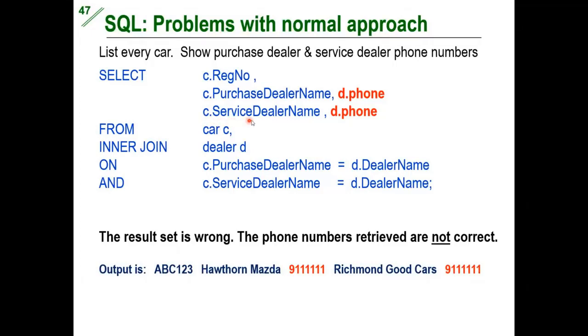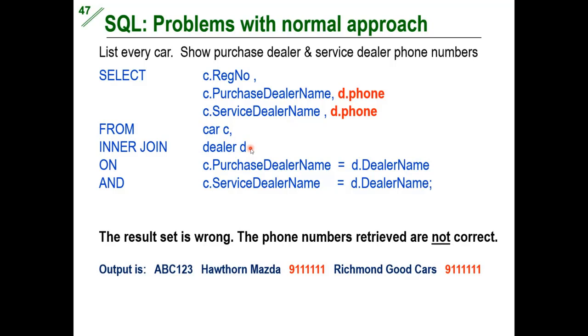And then next I want the service dealer's name of that vehicle. So it comes from, again, my foreign key in the car table. And then the corresponding dealer's phone number comes from the D table. And from car C, I'm joining these two tables together. I use the inner join in this case: inner join dealer D, and then I write the foreign key primary key relationship.